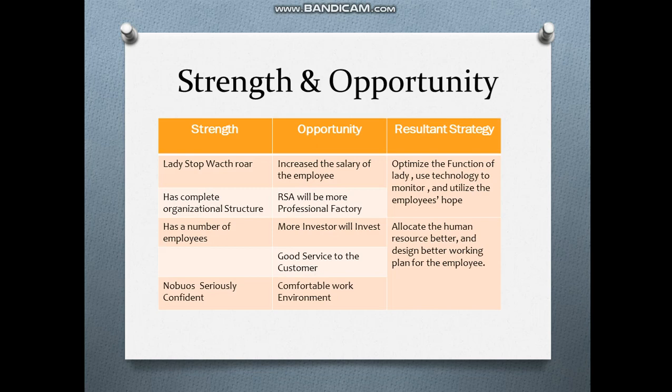Let's directly take a look at the strengths and opportunities display, or the implementation of the strength-opportunity strategy. As I listed above, these are the list of the strengths and the list of the opportunities. So what are the possible resultant strategies after implementing the SO strategy? Based on my analysis, after reading and analyzing and also understanding both of these issues, the resultant strategy is that we have to optimize the functions of LEDI, and use technology to monitor and utilize the employees' score.